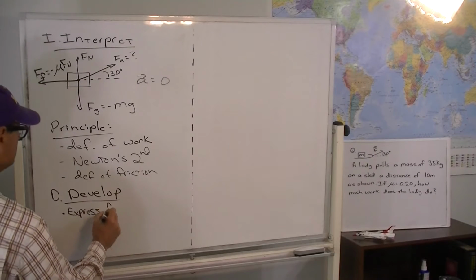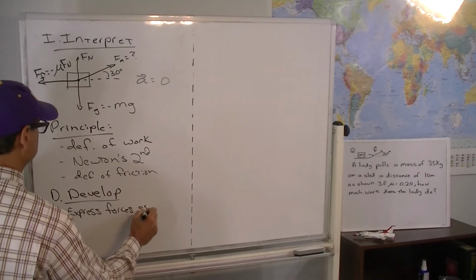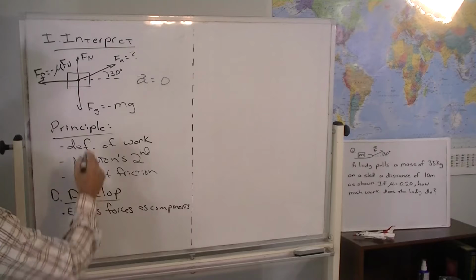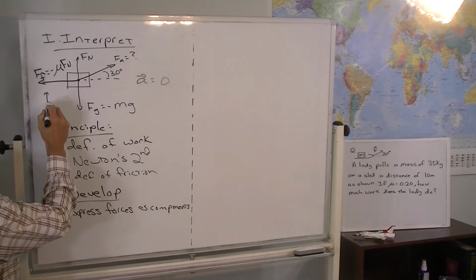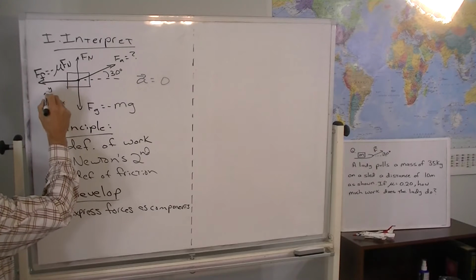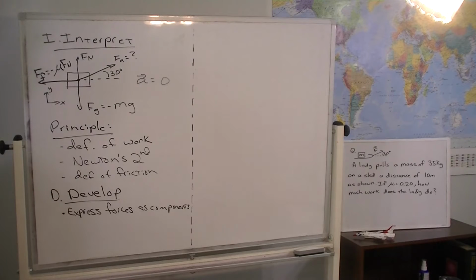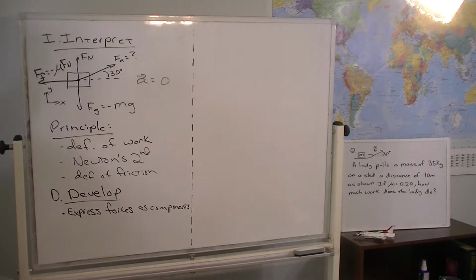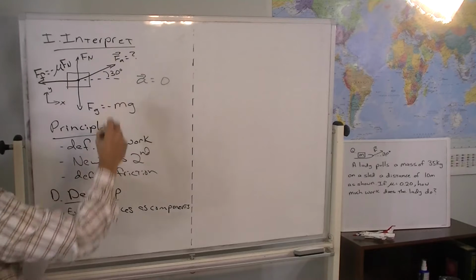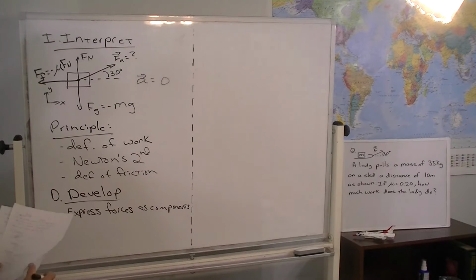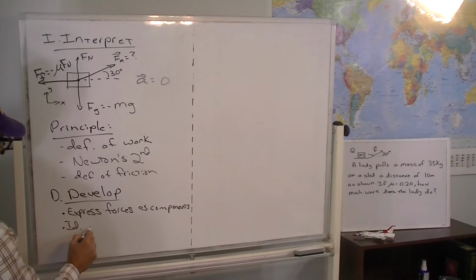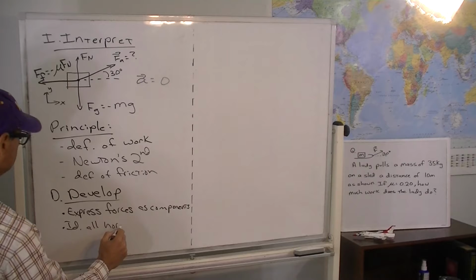The forces as components. In this case, if we make our traditional coordinate system where x is horizontal and y is vertical, that's a convenient choice because the only force that's got more than one non-zero component is the applied force that the lady is exerting as she's pulling the sled at a little bit of an upward angle. So then we can identify all the horizontal forces.